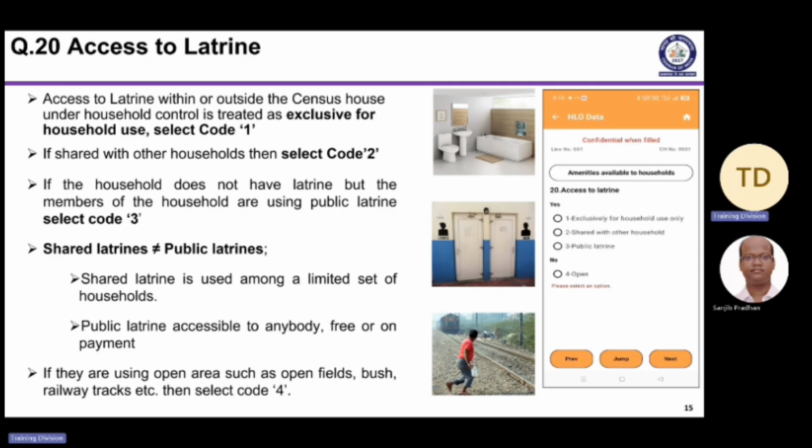One is exclusively for the particular household. If a household is using it exclusively for their use, it is code 1. If it is shared with more than one household, it is code 2. And if a household is using a public latrine which has access to anybody, either by payment or not, it will be code 3. And if a household is not having access, important, not having an access, and they are telling that they are doing open defecation, then it will be code 4. So the probing is important, we have to ask them whether they are having an access.